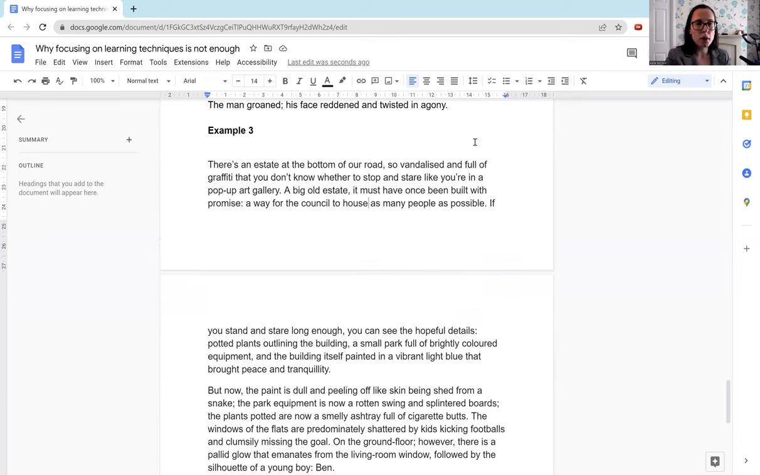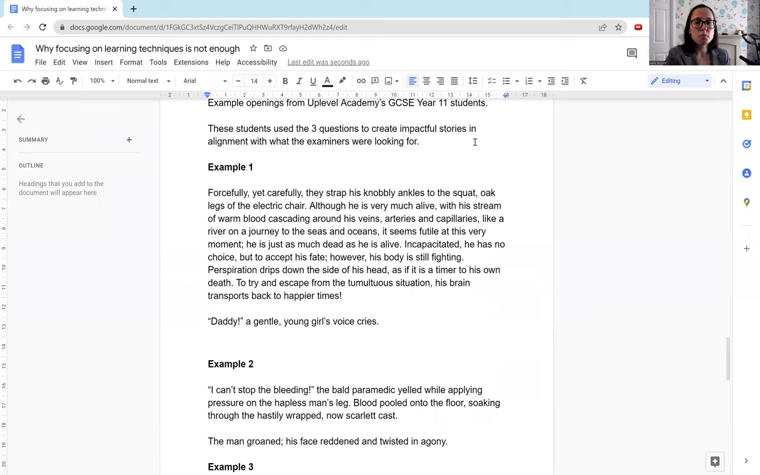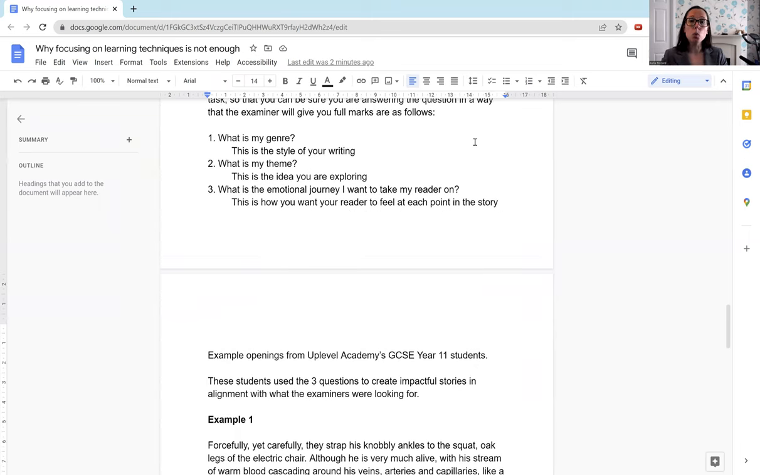And that's why these three questions are so important, because by knowing it, it really helps you not only to know what you're doing, but more importantly, how to do it and why. And you can see from what the examiners are looking for, to achieve the highest possible marks, you must write authentically and impactfully. And that is why at Uplevel Academy, we don't advocate just memorizing techniques for the sake of it. Of course, you need to memorize them, to know them, to understand them. But what's more important is understanding why they're used and how to use them effectively.